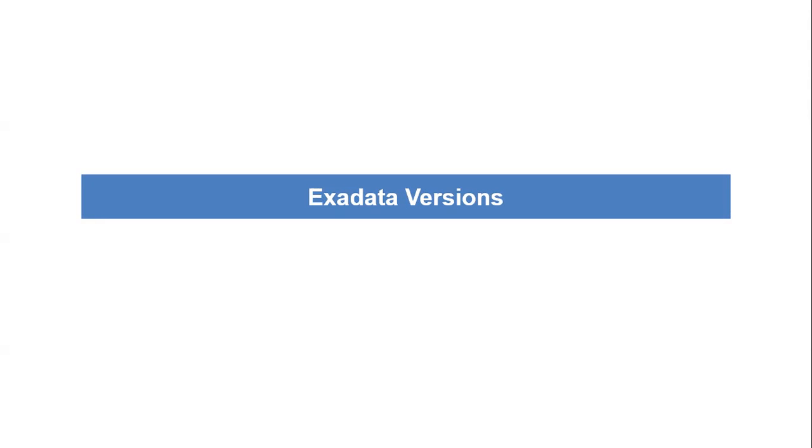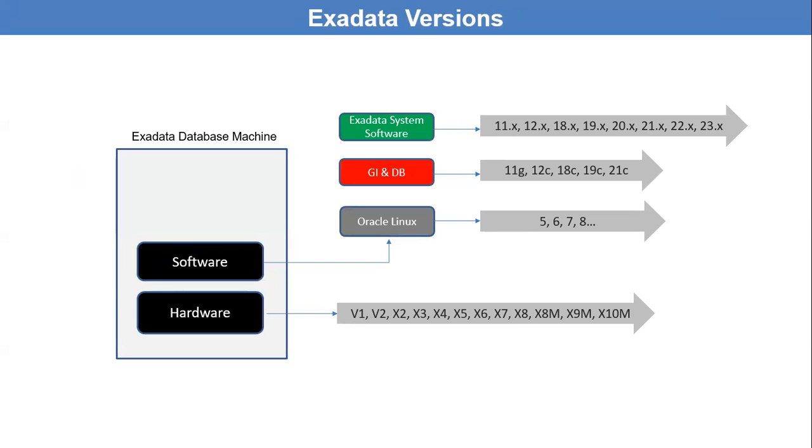But when you come to Exadata, you have a hardware version and a software version, because Exadata is a combination of hardware and software. Now, the Exadata hardware versions are V1, V2, X2, X3, X4, X5, X6, X7, X8, X8M, X9M, X10M.